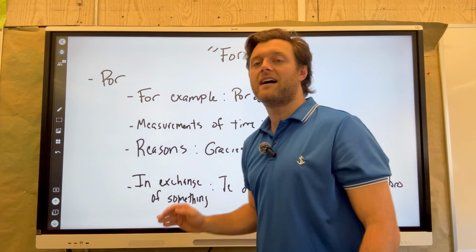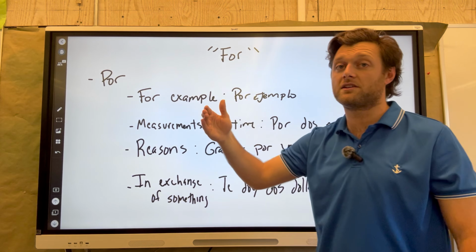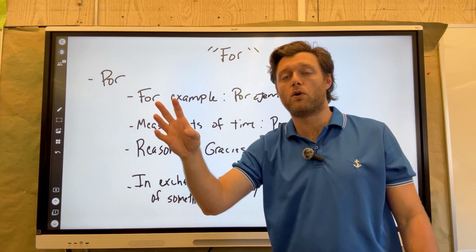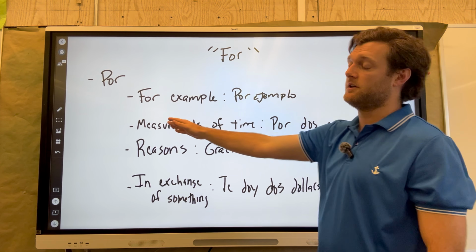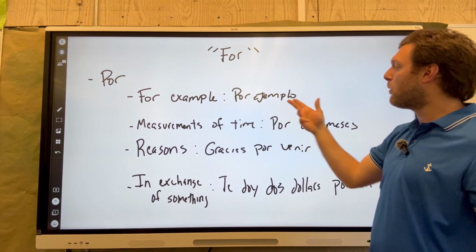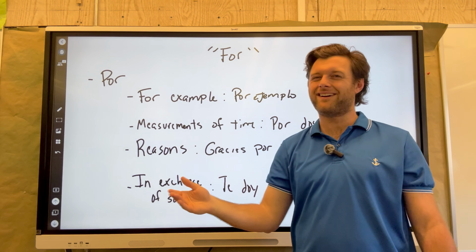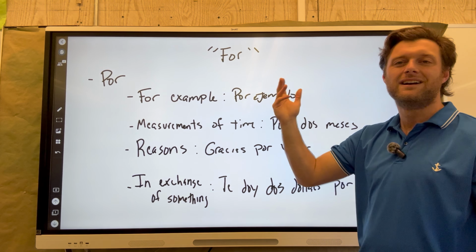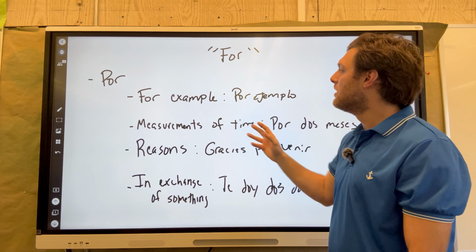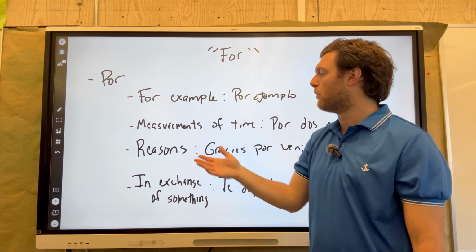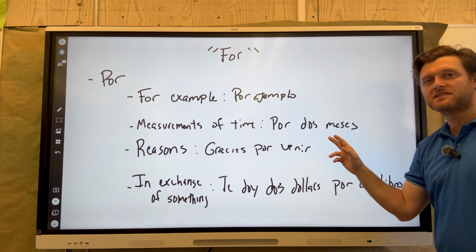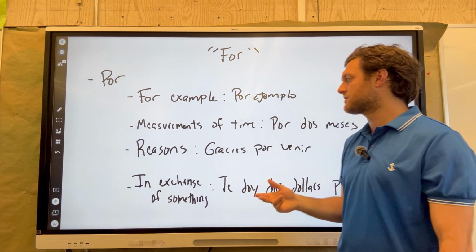So now we're going to dive into the times when por translates to for. Like we said, por is used for a bunch of other things, but also for. So our first example is, for example. That's going to be por ejemplo. So we wouldn't say para ejemplo. It doesn't sound right. It's por ejemplo. For measurement of time, when we use the word for, we're going to be using por. So por 2 meses, that's for 2 months.